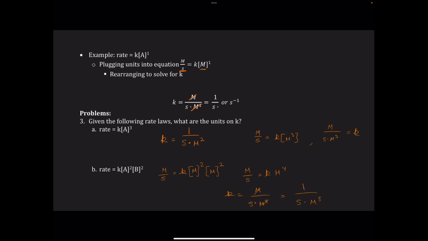So we've looked at rate laws in general, writing a generic rate law, determining orders from information such as did something double, how did the rate change, and looking at units of K. In our next video, we're going to take a closer look at how we take experimental information and use that to determine our rate laws.